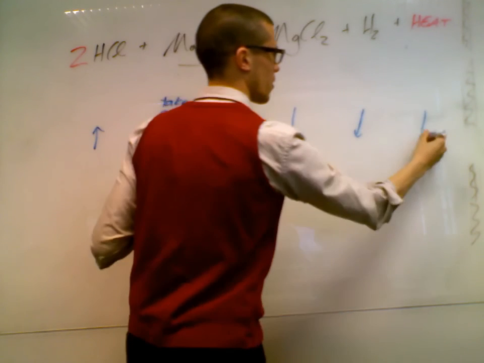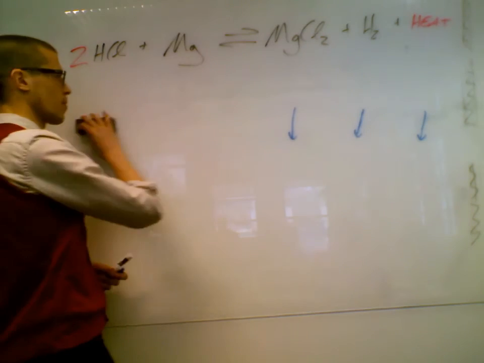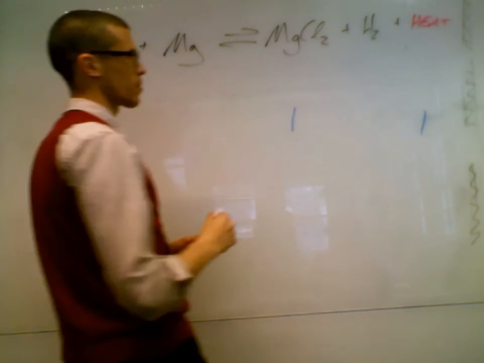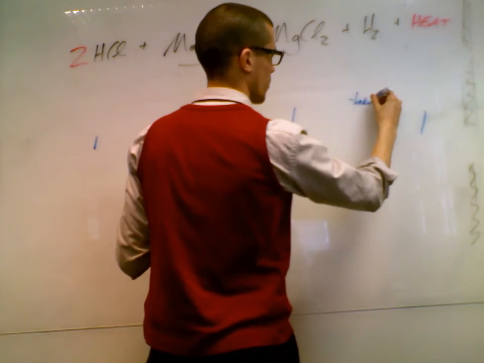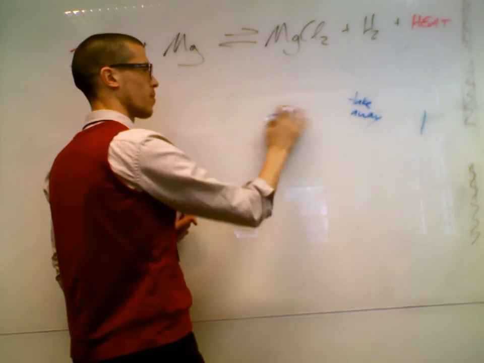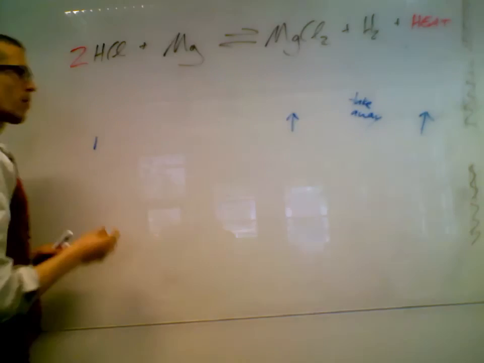Okay. So then let's say you were to take away H2. Does that mean that the heat and the MgCl2 goes up? So if you take away something on the product side, everything else goes up and the reactions go down.